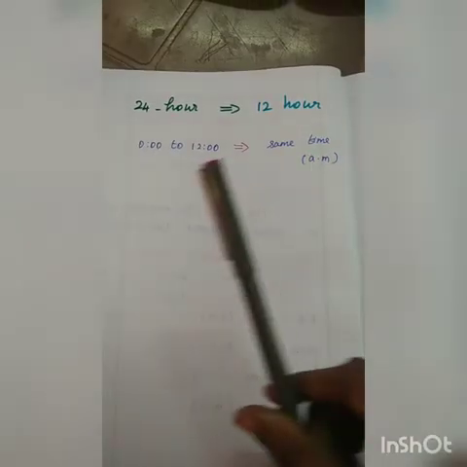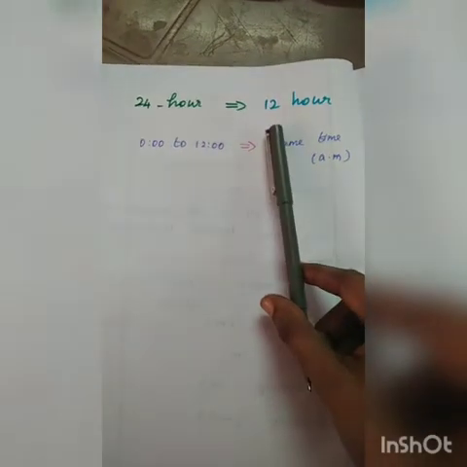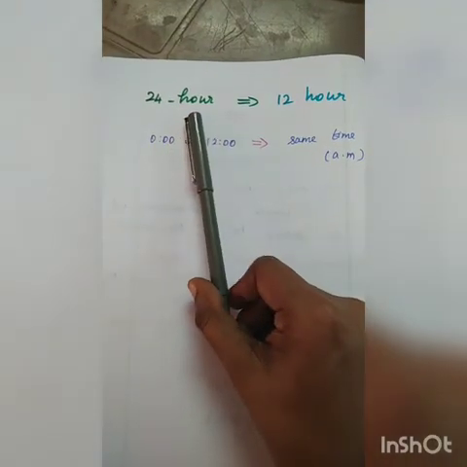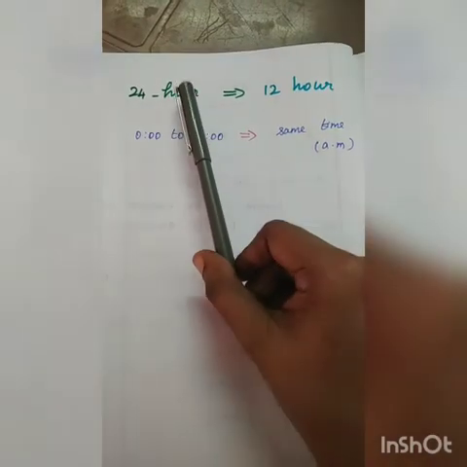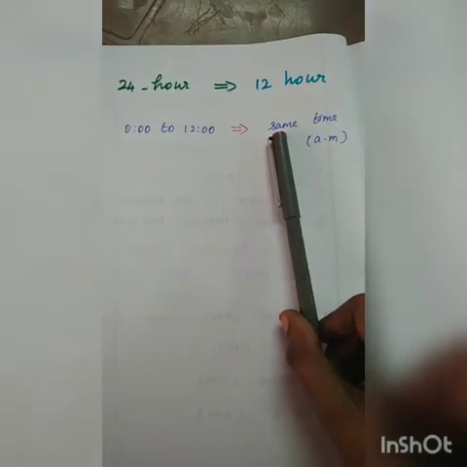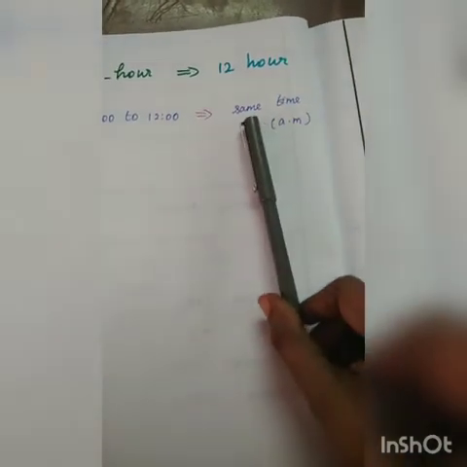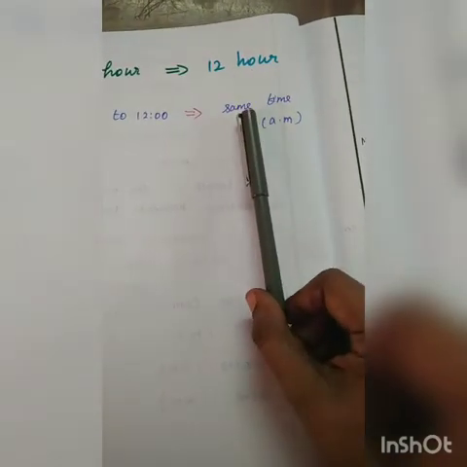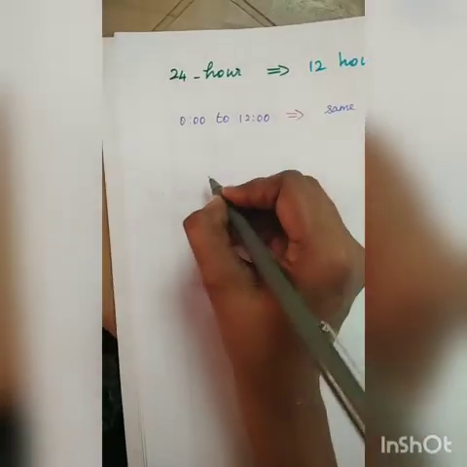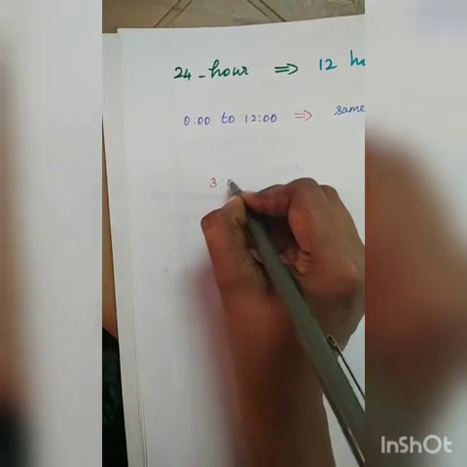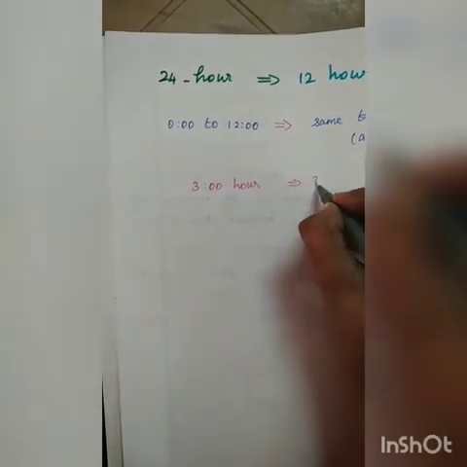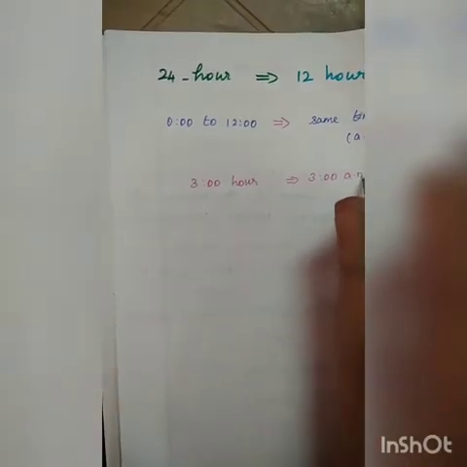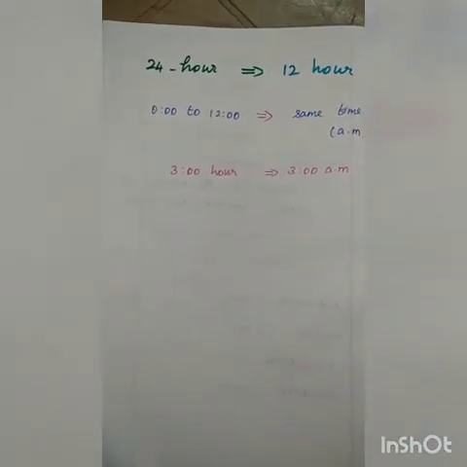Now convert 24-hour clock to 12-hour clock. For 0 to 12 hours on the 24-hour clock, the time on the 12-hour clock is the same time in a.m. For example, 3 hours. Then the 12-hour clock is 3 a.m.